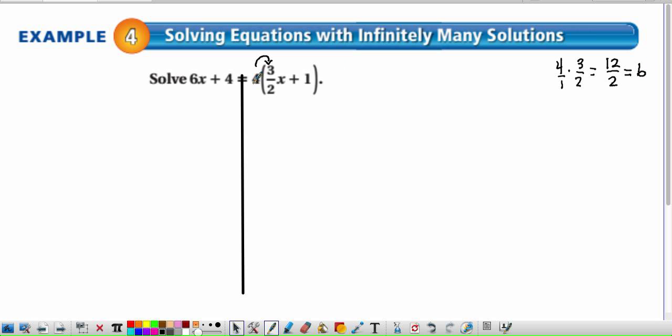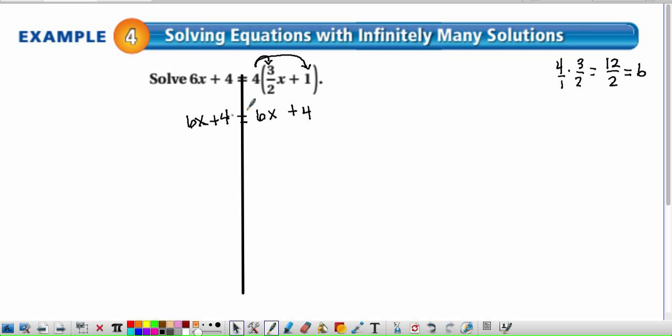So we know that 4 times 2/3 x is 6x. Plus, we still have to finish distributing. 4 times 1 is 4. We bring our equal sign down, and we haven't done anything with this side. There's no distributing to do or anything like that, so we are left with 6x plus 4.